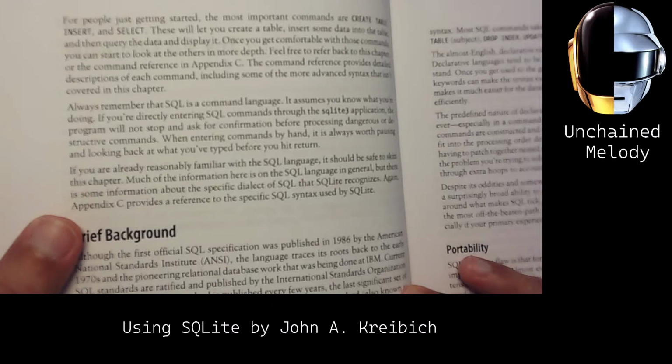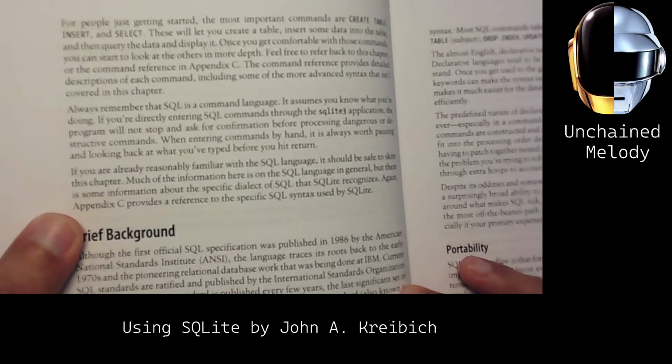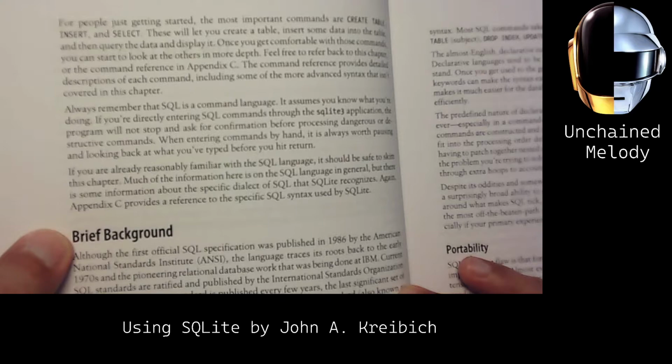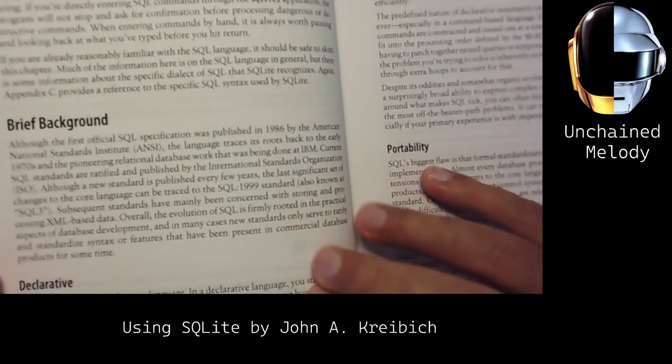If you are already reasonably familiar with the SQL language, it should be safe to skim the chapter. Much of the information here is on the SQL language in general, but there is some information about the specific dialect of SQL that SQLite recognizes. Again, Appendix C provides a reference to the specific SQL syntax used by SQLite.